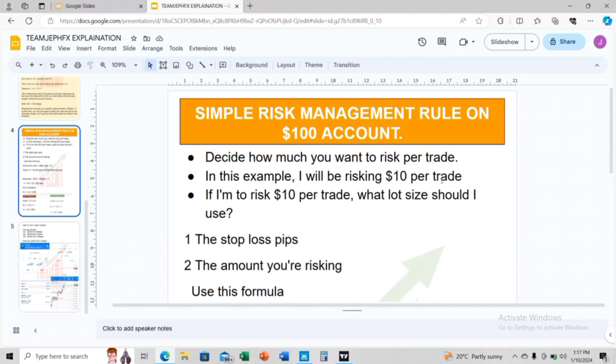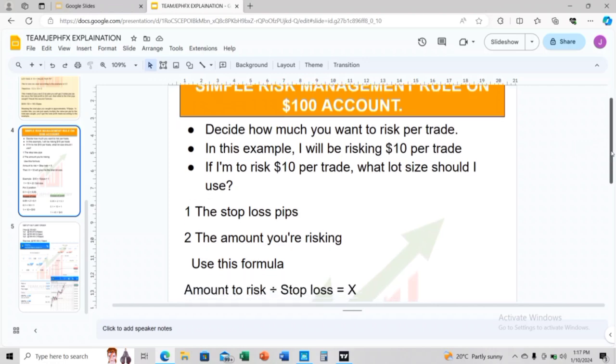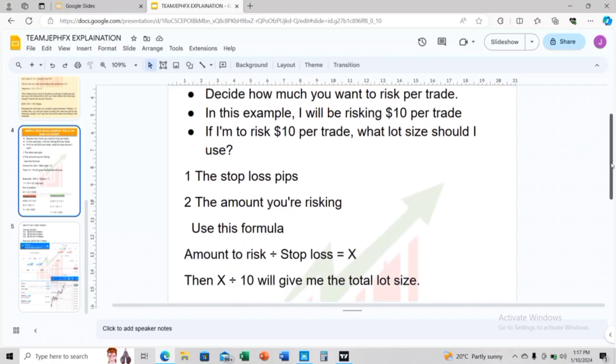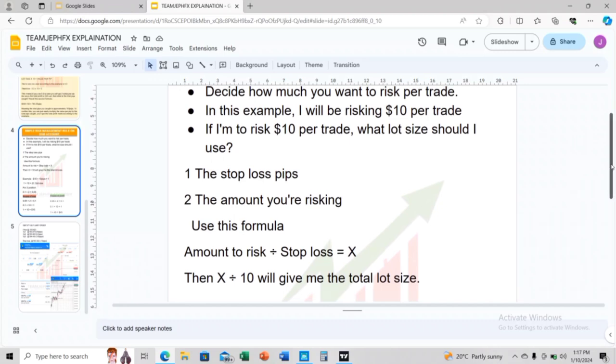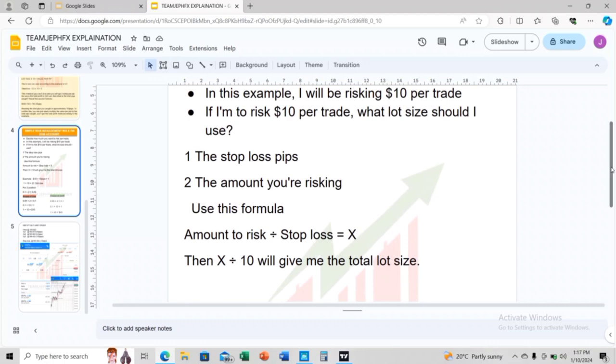Now, if I'm to risk $10 per trade, what lot size should I use? I'm not just going to bring it out from my head. I'm going to use calculation to get the lot size. In order for me to get that calculation, I've mentioned that earlier in one of our classes, but let me just summarize it again. The first thing you need to know is your stop loss pips. That's when I drop the signal, the place I put my stop loss, how many pips is there? You need to know that.